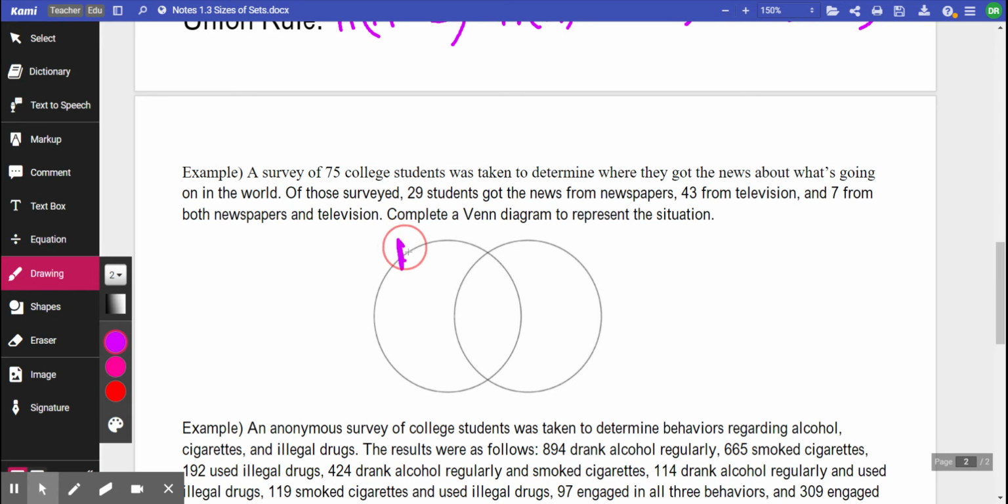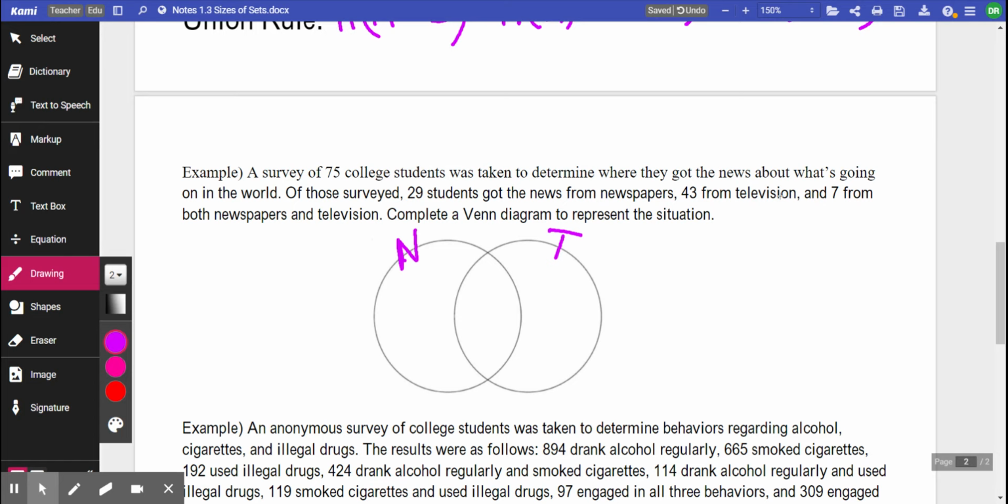So we need to label one of these circles, one of these sets represents newspapers, and the other one represents television. 29 students got their news from newspapers. But if I put 29 right here, that means that they only get it from newspapers. If I put 29 right here, it means that they get it from newspapers and television. So most likely, I'm going to need to split up 29 and have a portion of it out here and a portion of it in here.